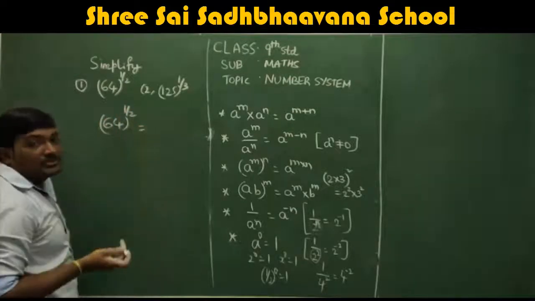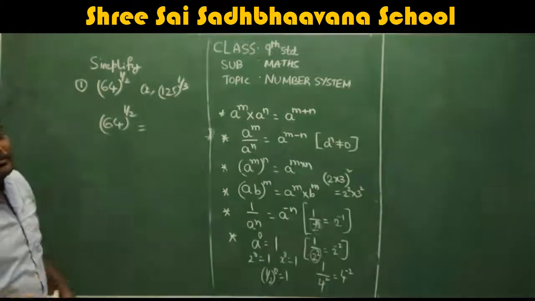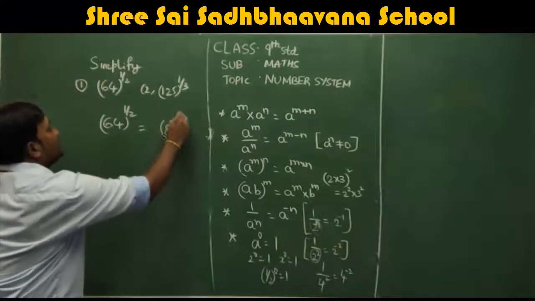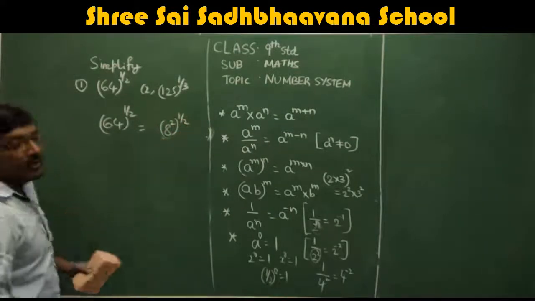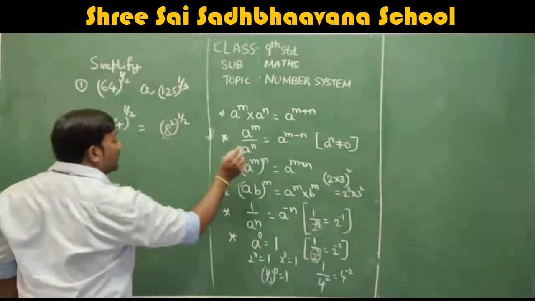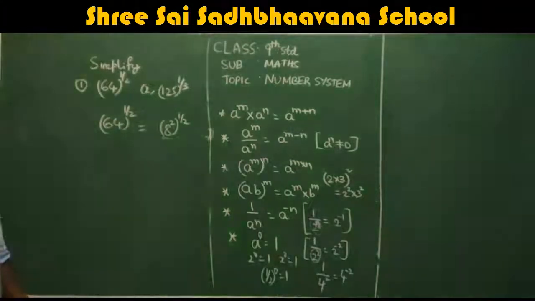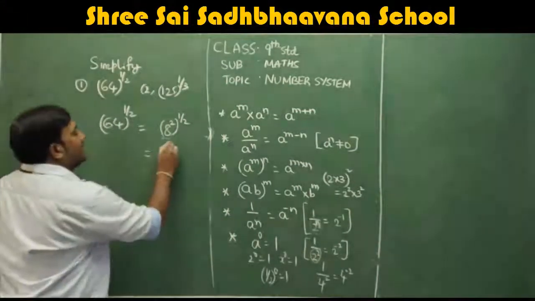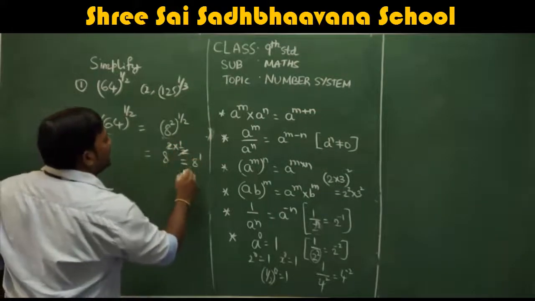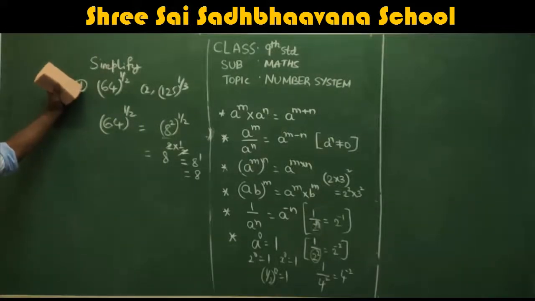As everybody knows, 64 is the square of 8. Correct. It means you will get 64 by multiplying 8 two times. So, can I write 64 as 8 square? Correct. 8 square whole power 1 by 2. So, this comes under which formula? A power m whole power n, which is a power m into n. It means 8 power 2 into 1 by 2. So, 2 will get cancelled. 8 power 1, answer is 8. That's all. Answer is 8.